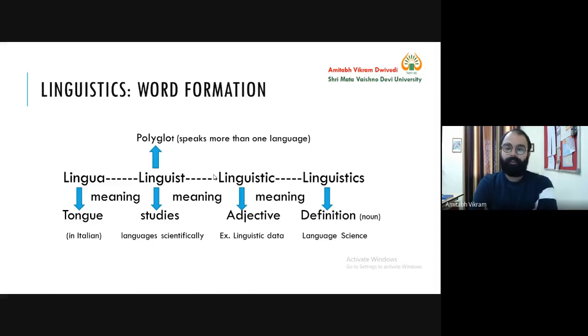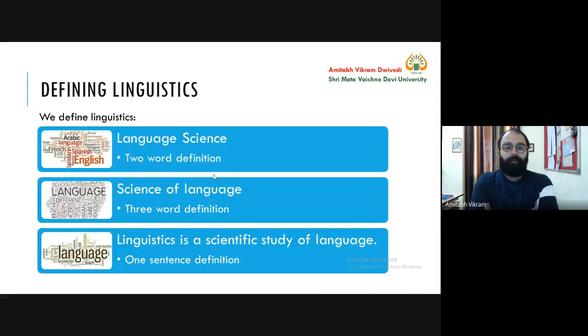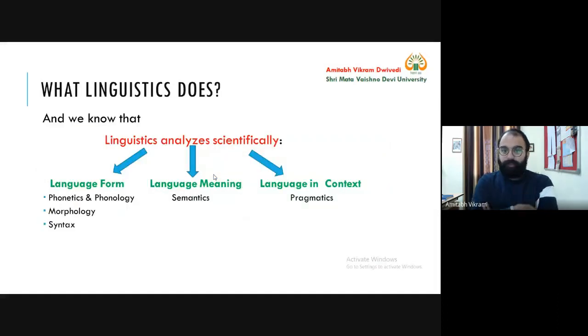languages scientifically. This meaning is quite important for us, and we have also seen what we mean by studying something scientifically. We also tried to define linguistics, and we can define it in two words as language science, or science of language, or we can have a one sentence definition, that is, linguistics is a scientific study of language.